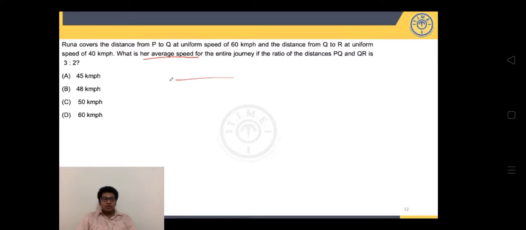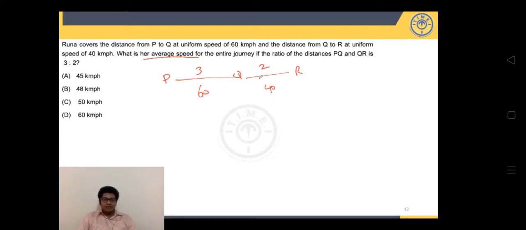So I have PQ, then I have QR. The ratio of the distances is given as 3 and 2. So 3x and 2x. Okay. So this at 60 kilometers per hour, this at 40 kilometers per hour. Now we know the formula for average speed, total distance by total time.